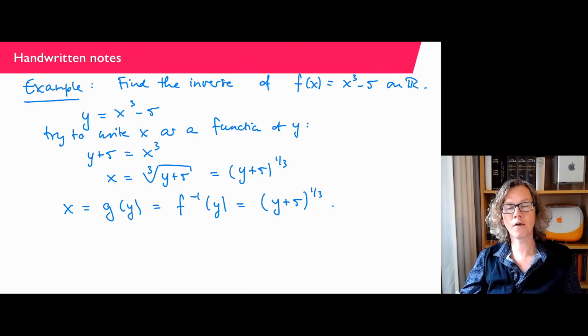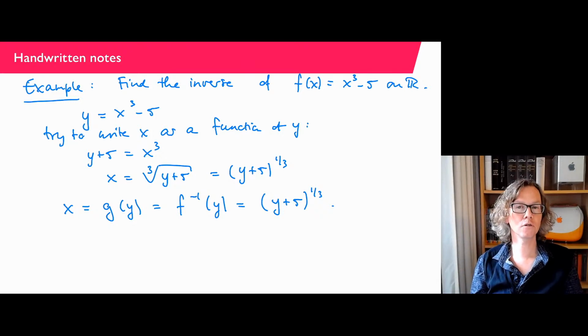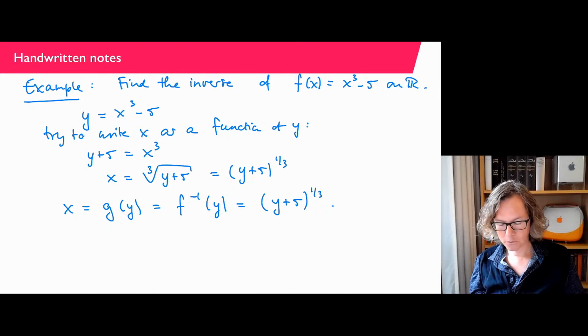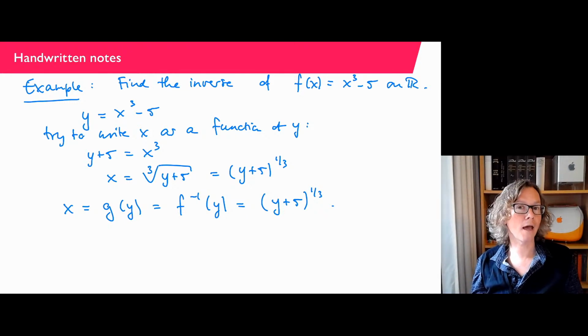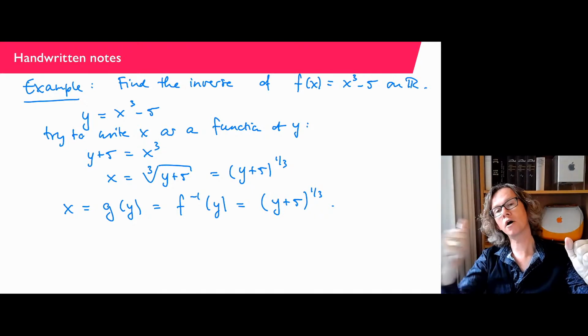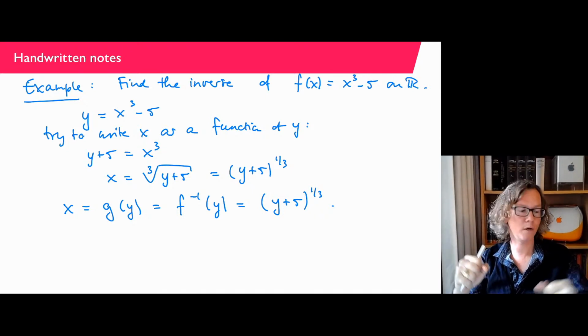Now if you give me a y value, it is very easy, with a calculator of course, to compute the corresponding x value. So now we have both ways. We can go from x to y, and we can go back from y to x.